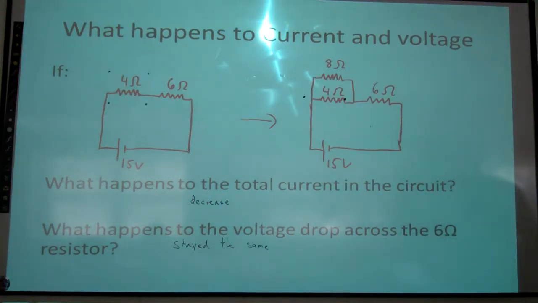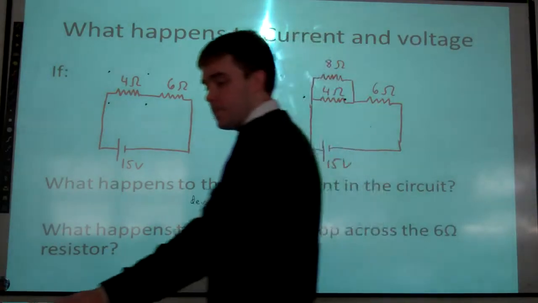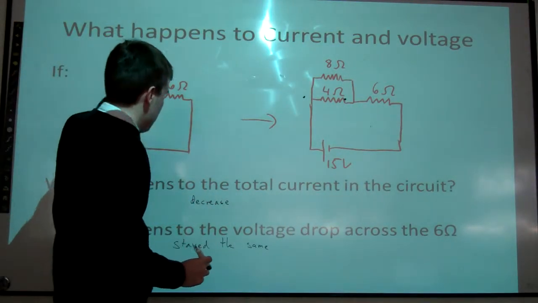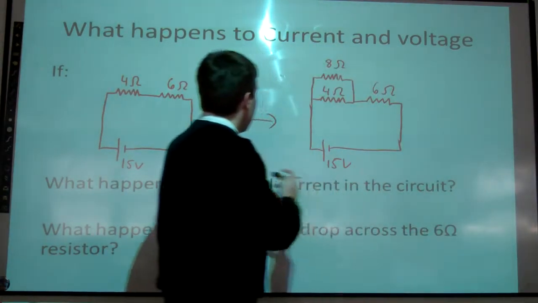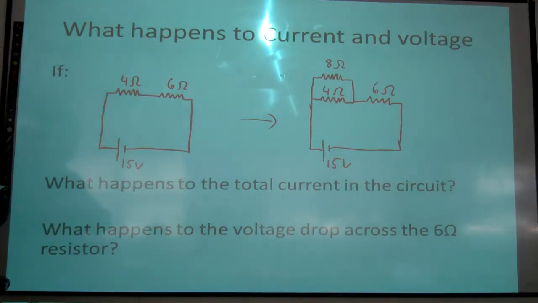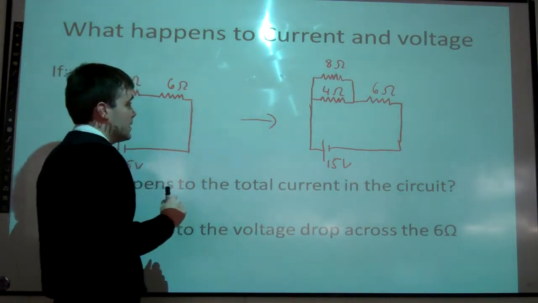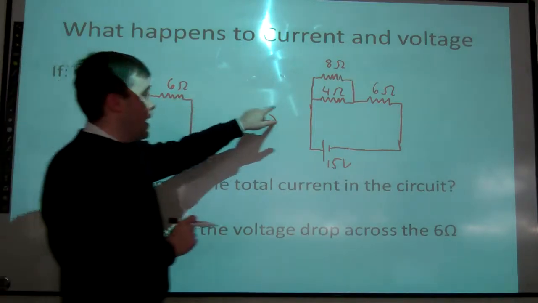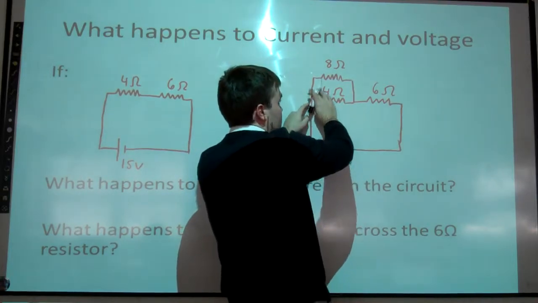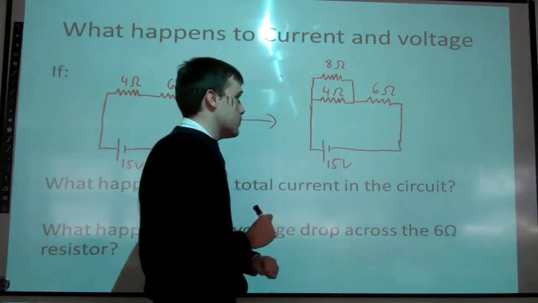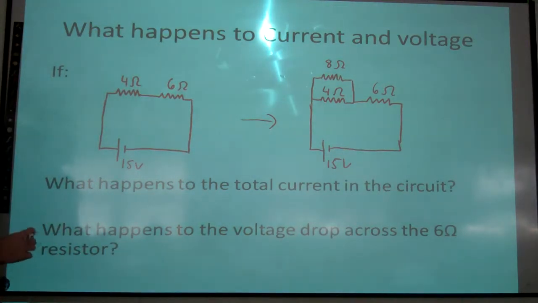I think we have 2 more left. Right, this is the last one actually. What happens to the total current in the circuit? We've added another path, so we have decreased the total resistance. This one was 4. When we add another path from here to here, it's going to be less than 4. We also have an 8 ohm one, so that's going to be less than 4. So because we added another path, the total resistance decreases. So the total current in the circuit is going to increase.